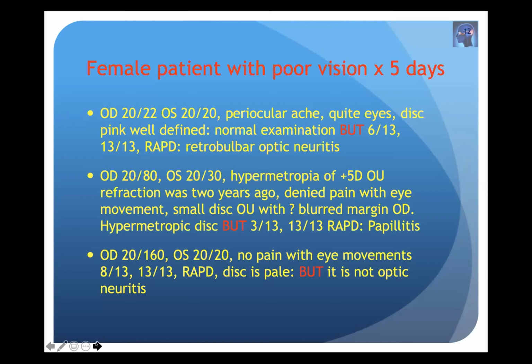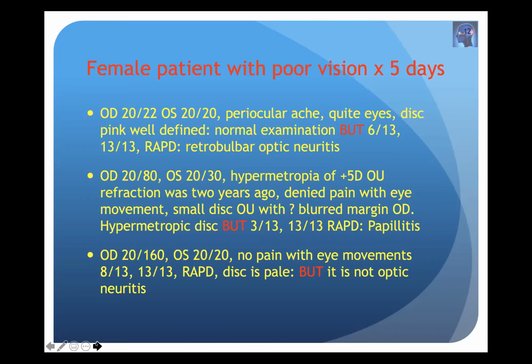Case number 3, a female patient presented with a complaint of poor vision in the right eye for the past 5 days. Her vision was 20/160 in the right eye, 20/20 in the left eye. She denied any pain with eye movement. With the right eye she was reading 8 out of 13 plates, and all 13 plates with the left eye. On examination, there was RAPD. But the disc was pale. This is not optic neuritis.